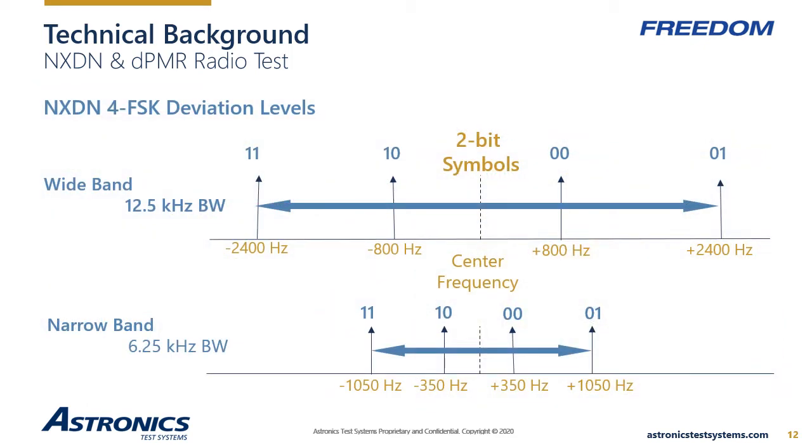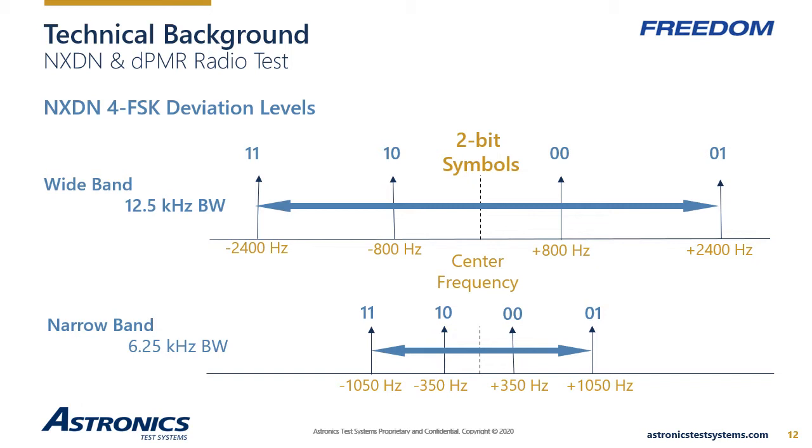The NXDN and dPMR protocols encode digital information by modulating an RF carrier in such a fashion that data can be extracted from the signal at the receiving end. NXDN and dPMR employ 4-level frequency shift keying digital modulation scheme. This means that the radio is shifting the frequency of the RF carrier. The frequency is shifted above and below the center frequency and shifted by 2 separate amounts. The size of the shift depends on the available space or bandwidth of the channel.